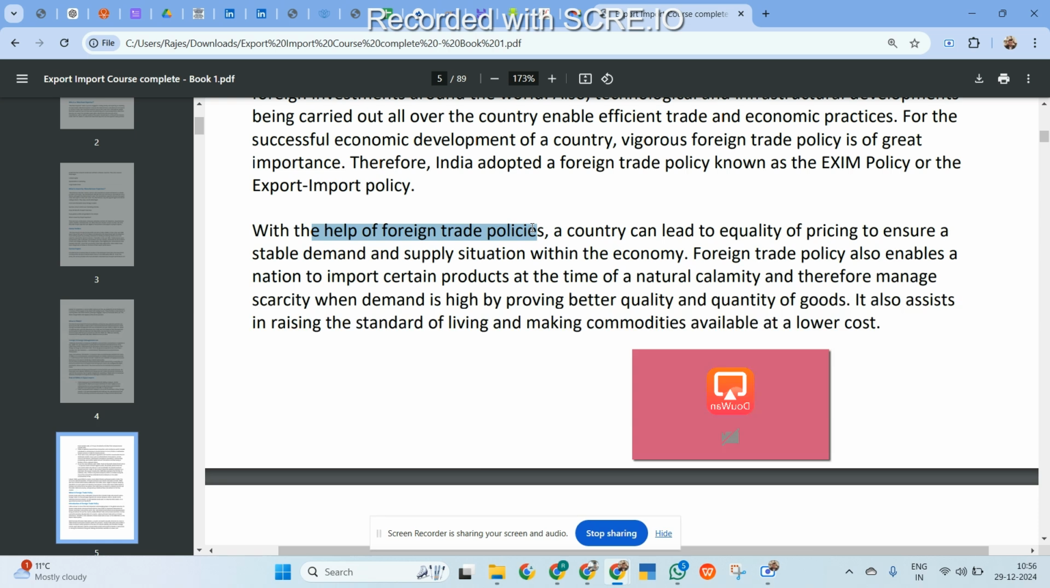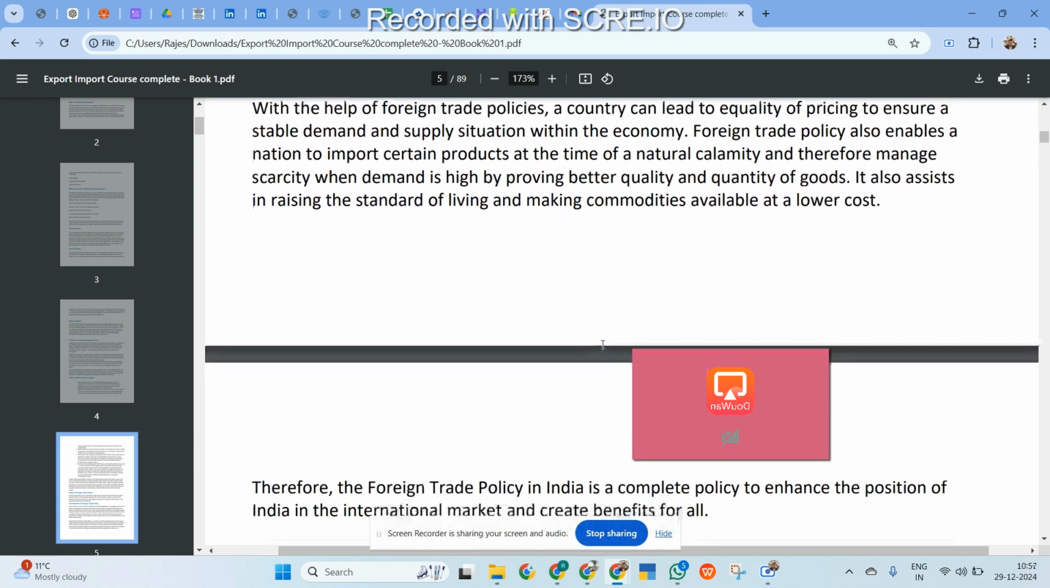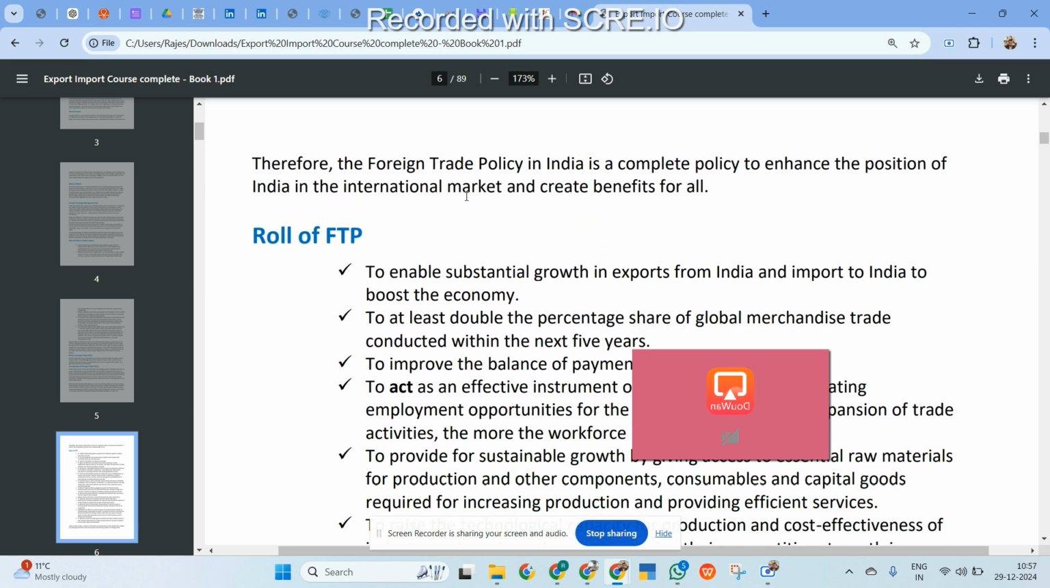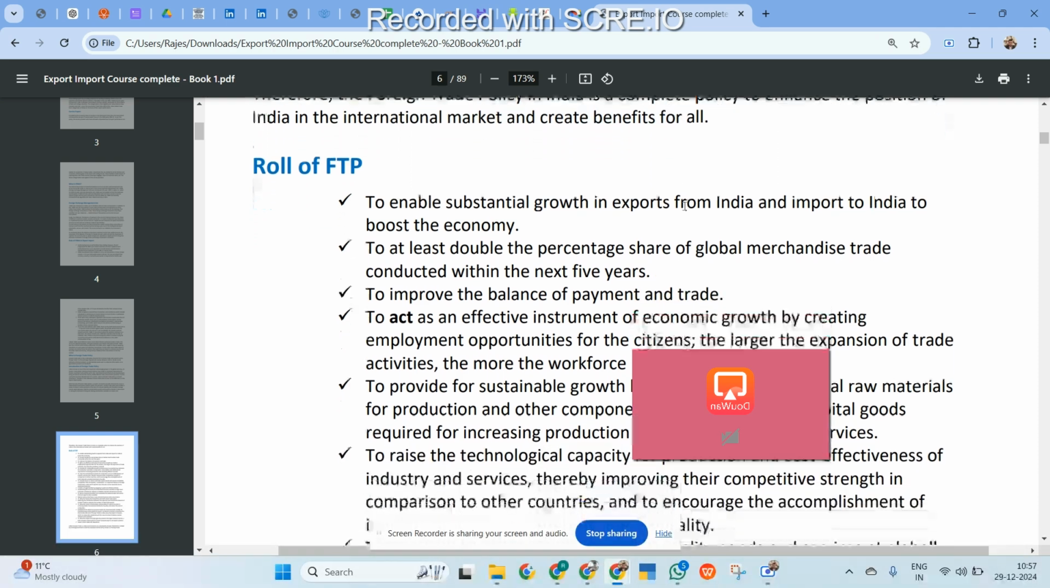With the help of a foreign trade policy, a country can ensure equality of pricing and a stable demand and supply situation within the economy. Foreign trade policy also enables a nation to import certain products at the time of natural calamity, and therefore manage scarcity when demand is high by providing better quality and quantity of goods. It also assists in raising the standard of living by making commodities available at lower cost. Therefore, foreign trade policy in India is a complete policy to enhance the position of India in the international market and create benefit for all.